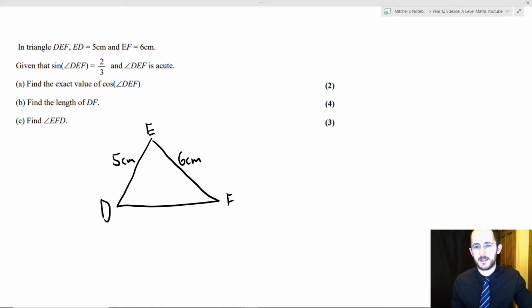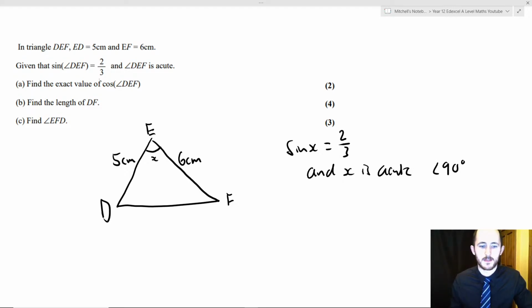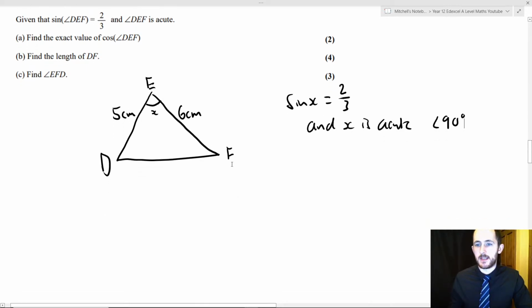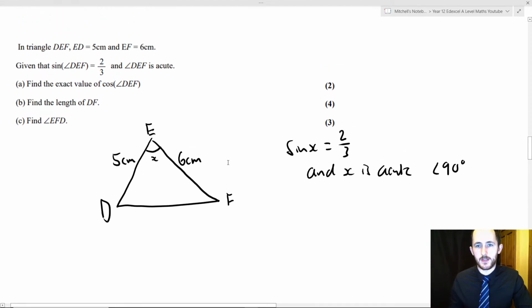Given that sine of angle DEF, so that would be this one, is 2/3. So let's call that angle X. So sine X is apparently 2/3. They also tell us that DEF is acute. So in other words, it's less than 90 degrees. It now says find the exact value of cos. Okay? So here's where things can get a bit more tricky or a bit interesting.